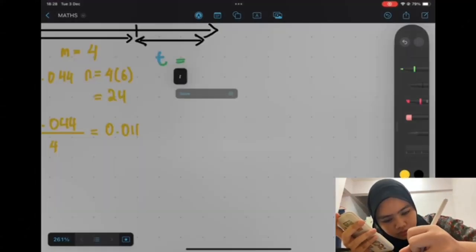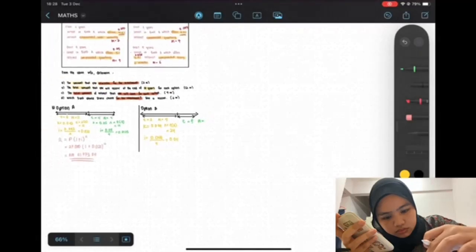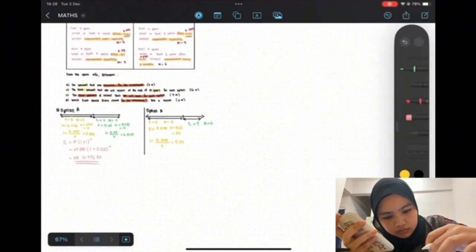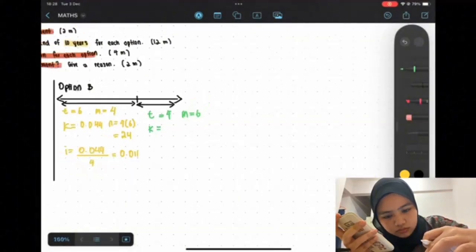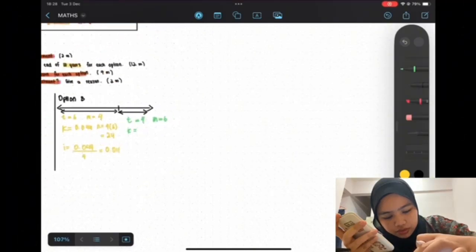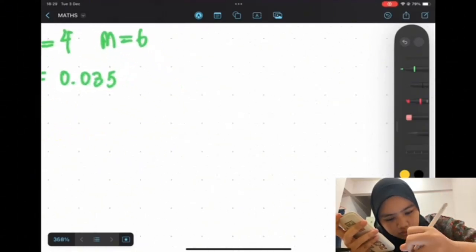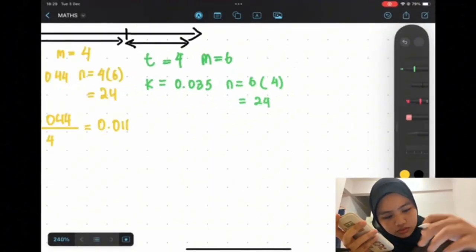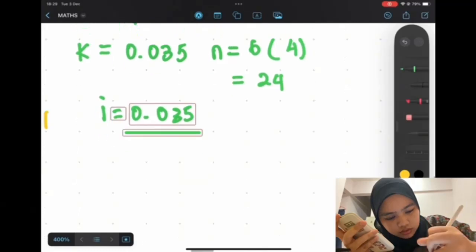This is for the first 6 years, and then this is for the last 4 years. T equals 4, M equals 6, K equals 0.035. N equals 6 times 4 equals 24. I equals 0.035 over 6.